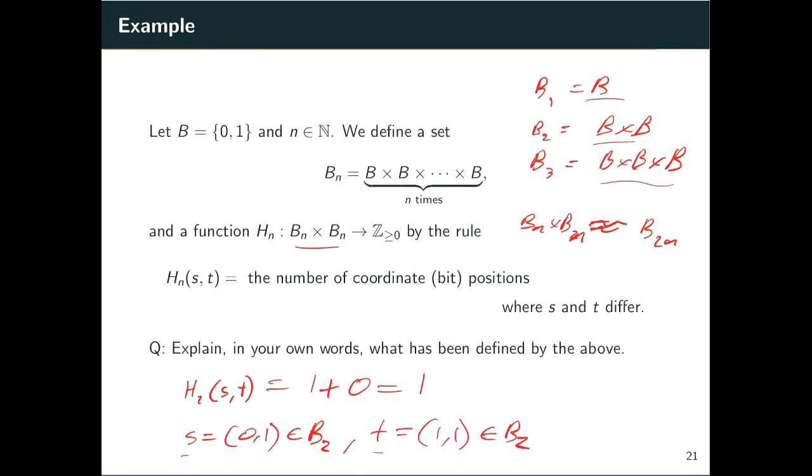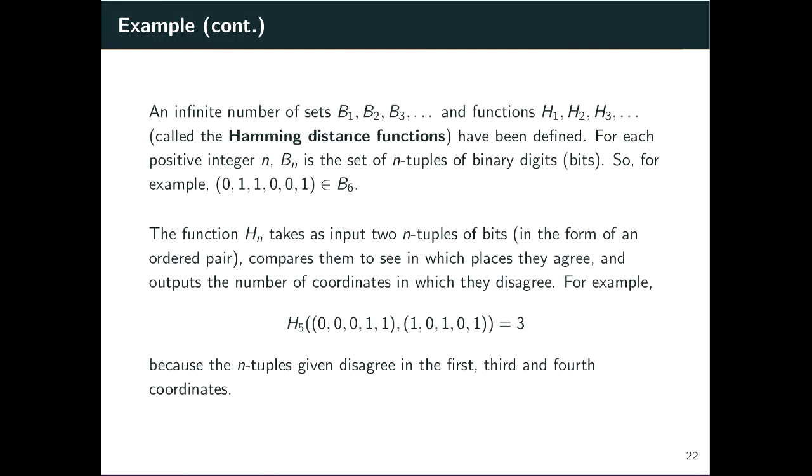Yeah, the question is, what have we defined above? We've defined infinitely many sets by taking Cartesian products. We've defined for each natural number a different type of function which counts the differences in the tuples. So these functions that we've defined, h1, h2, and up, are called the Hamming distance functions.